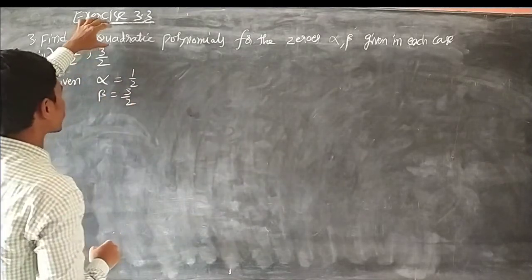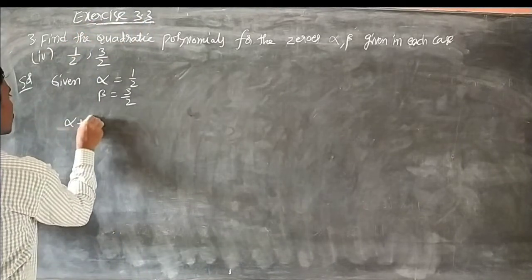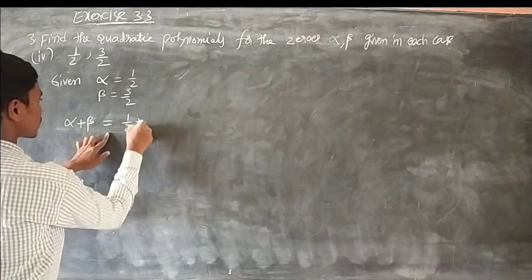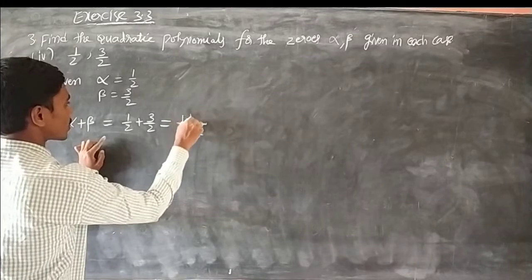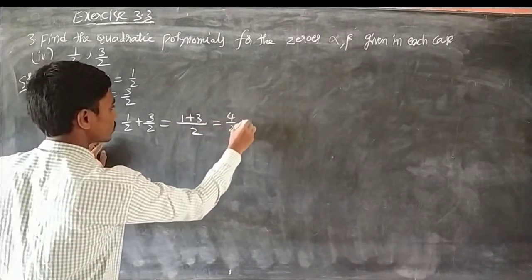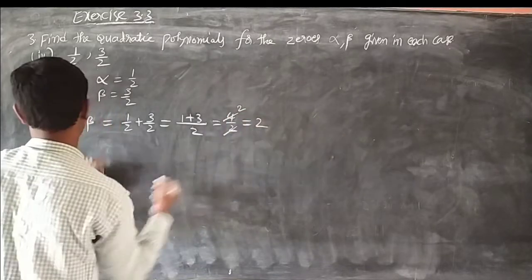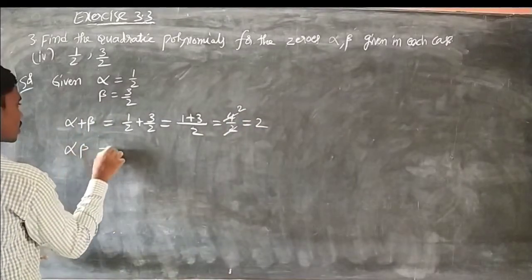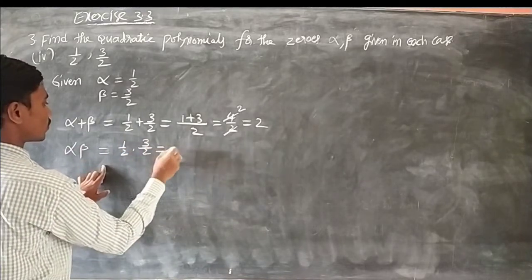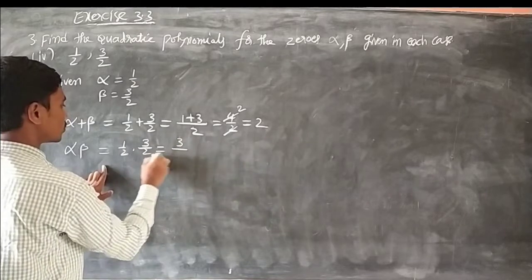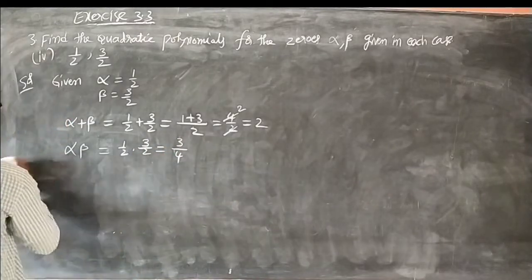If you want to write the quadratic polynomial, we need to find the sum of the zeros, that is equal to 1 by 2 plus 3 by 2, the LCM is 2, 1 plus 3, that is equal to 4 by 2, that is equal to 2. Product of zeros, that is equal to 1 by 2 into 3 by 2, that is equal to 3 ones are 3 by 2 twos are 4. So alpha beta is equal to 3 by 4.